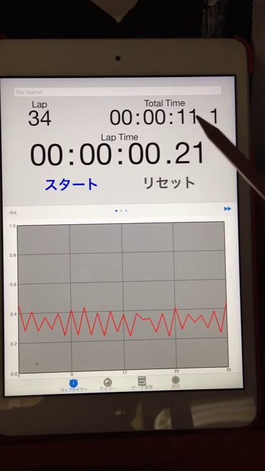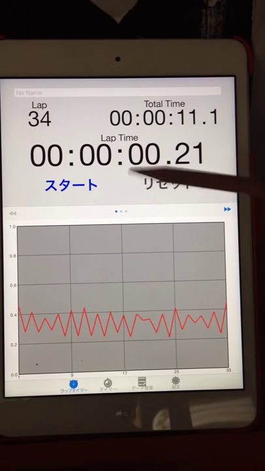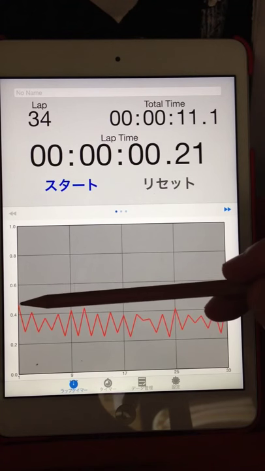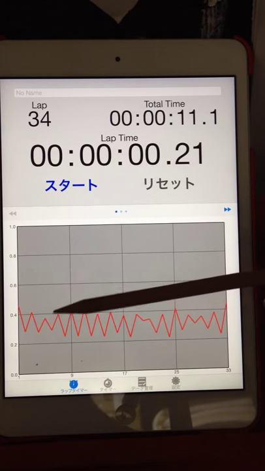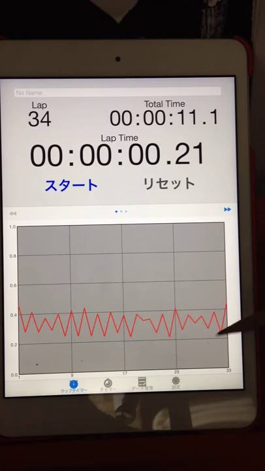Today, 11.1 seconds divided by 3, 4 laps. Multiply by 2 = 6.65 seconds for 1 beat front and back. 1, 2, 3, 4 bars.